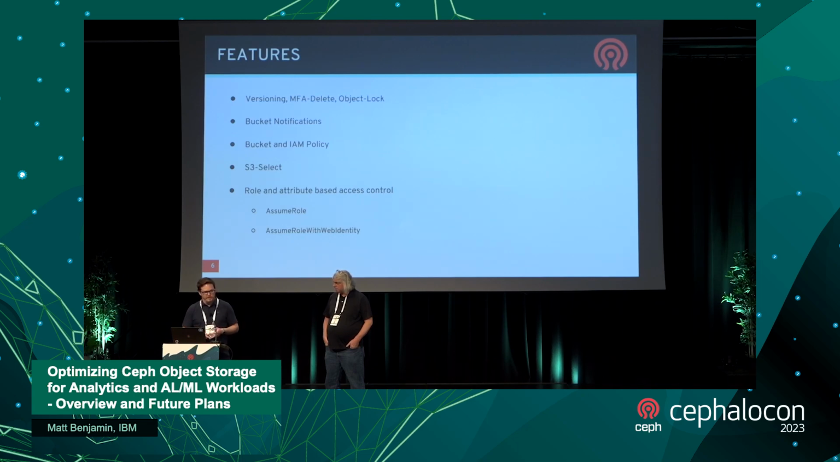We're also putting in MFA delete because even if we have versioning, a rogue application could be deleting the old versions as well, and that could be problematic. So with MFA delete, in order to delete the old versions, you actually need an MFA token. Kind of makes it more bulletproof.